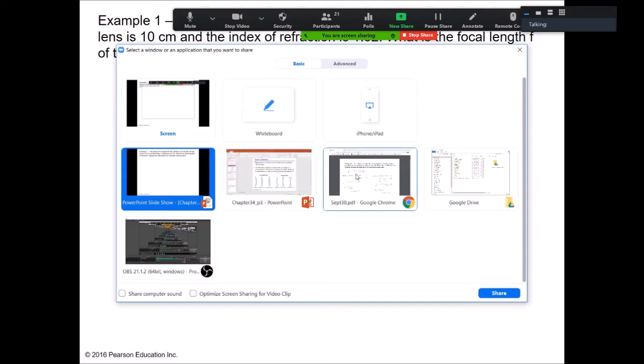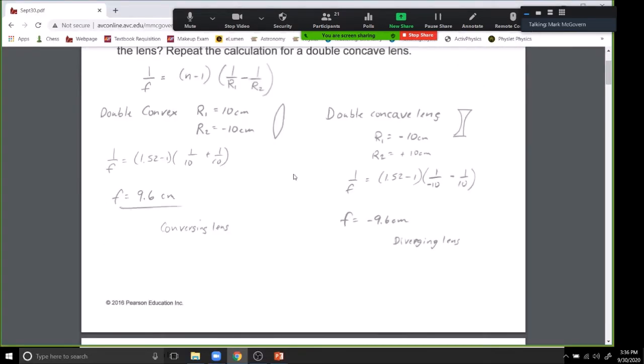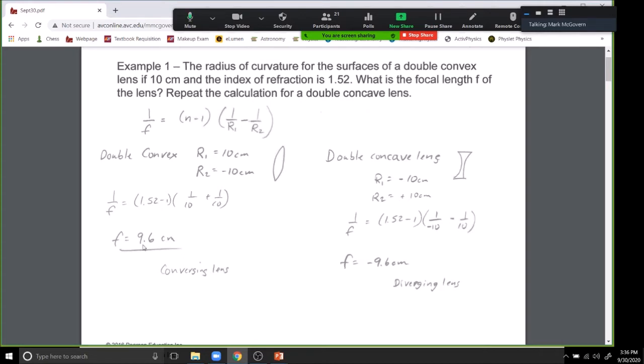Let's go back to that example. I plug in our numbers here, and you end up with a 9.6 centimeter focal length for that convergent lens. We can do this for the double concave. That just requires us to swap the signs, because now the first surface is concave toward and the second surface is convex toward. Everything gets flipped in terms of signs, so we end up with a negative 9.6. There's not much of a difference between these two. They have the same focal lengths apparently, but they're on different sides.